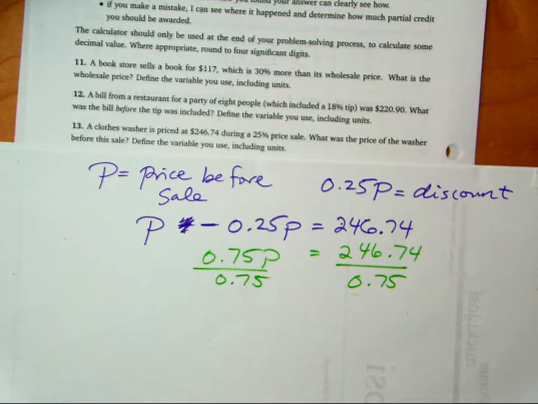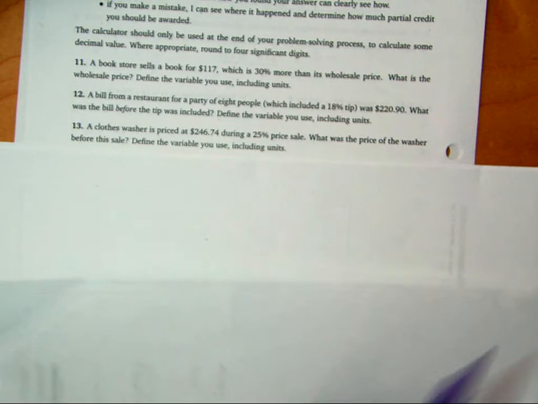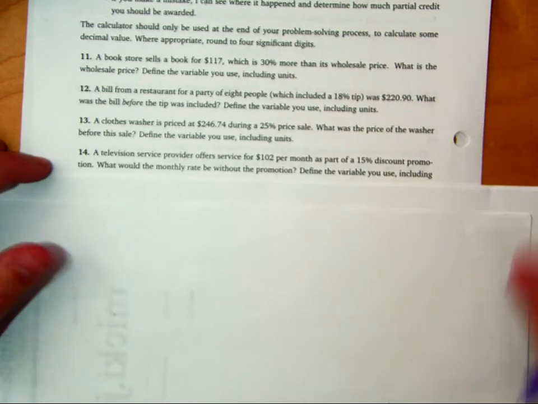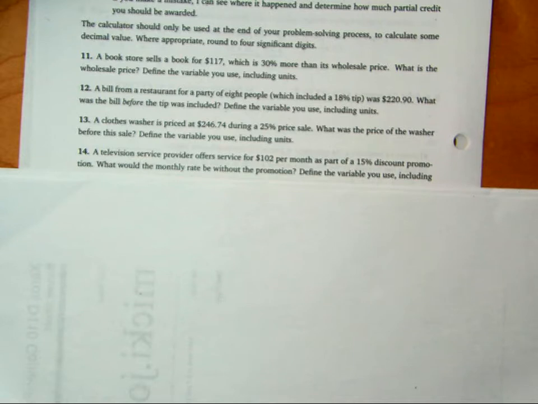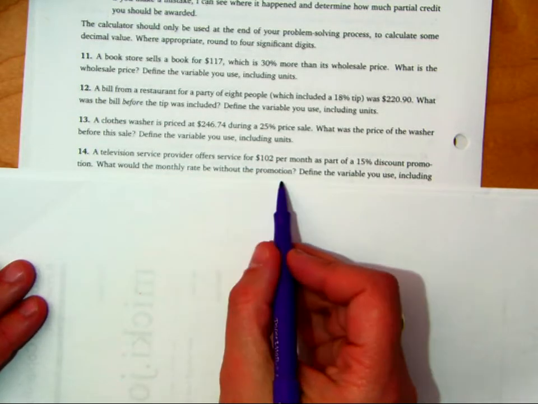Okay, let's look at number 14. A television service provider offers service of $102 per month as part of a 15% promotion. What would be the monthly rate without the promotion? So are you saving money or are you spending more with this promotion? So it's a discount. Again, it's the same kind of discount. We want to know the price before.